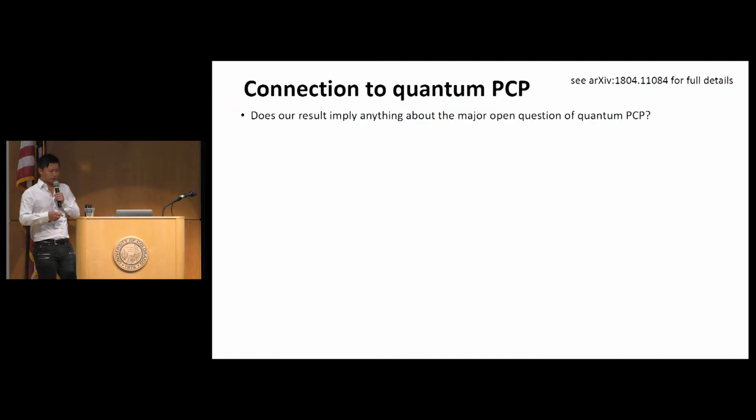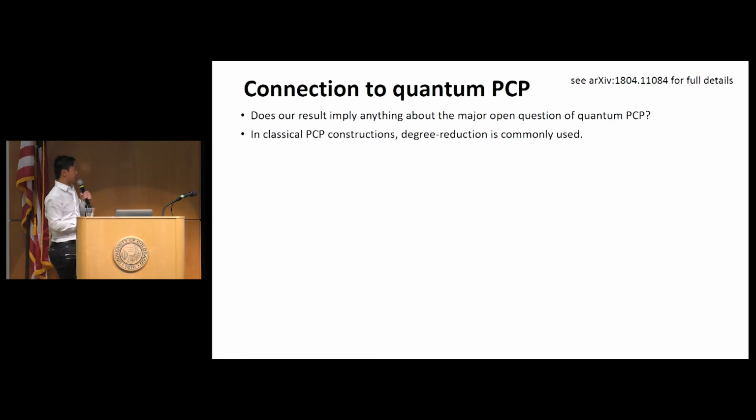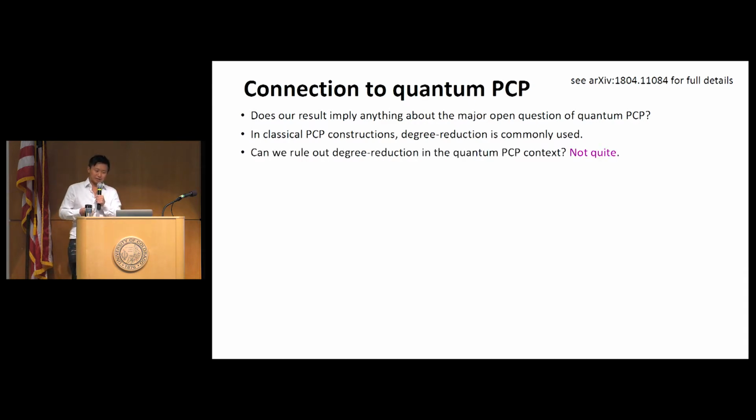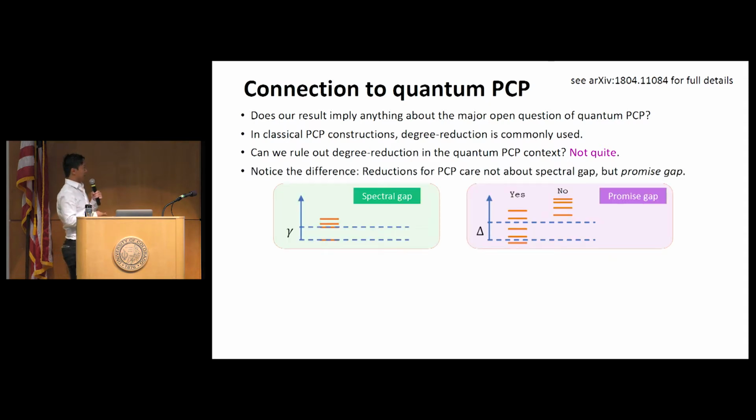Now, does our result imply anything about the major open question of quantum PCP? In classical PCP reductions and constructions, degree reduction is commonly used. So can we rule out degree reduction in the quantum PCP context? It turns out we can't really do it yet. The main problem is that there's a fundamental difference between what PCP cares about, which is not the spectral gap, but the promise gap.